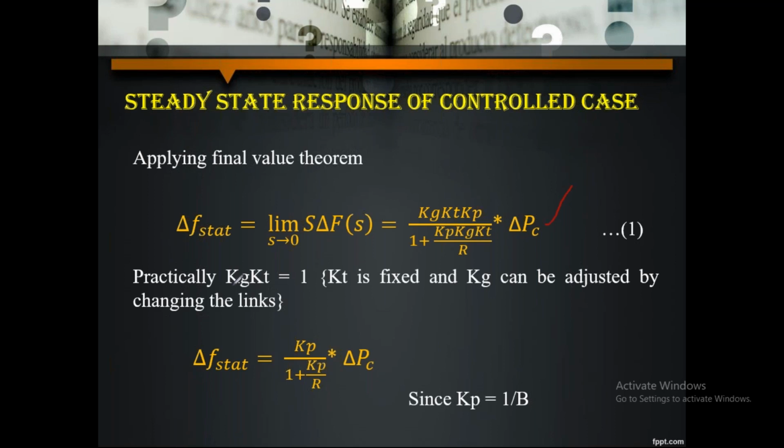Now here practically the K_g K_t value is equal to 1. Now if you substitute 1 here, we will get K_p divided by 1 plus K_p by R, into delta PC. Now from this equation, we already have the K_p value equal to 1 by B, already derived in the previous derivation. If you substitute K_p equals 1 by B, what will you get here? What is the equation you are getting here? So if you substitute K_p as 1 by B, delta f static is equal to 1 by B divided by 1 plus 1 divided by BR, into delta PC. How can we simplify this?